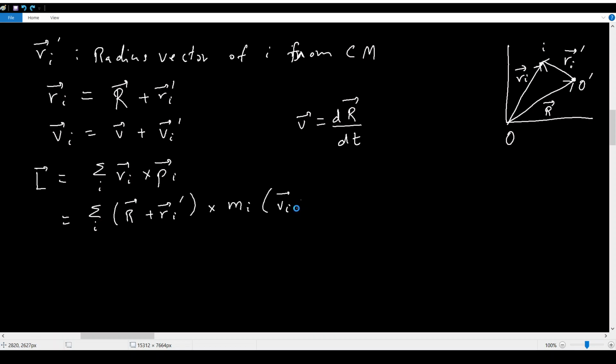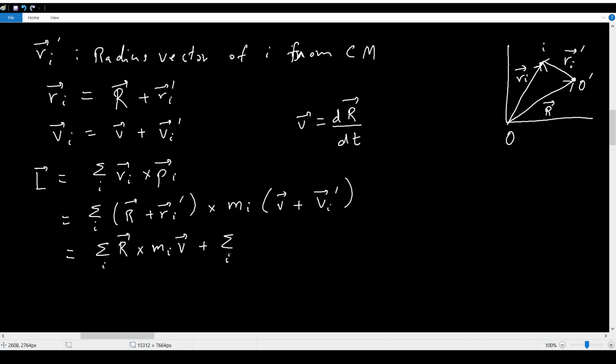Okay, so there's no i here because this is for the center of mass. Okay, now we can do this multiplication and we'll get four terms, right? So let me just write each one individually. So, sum over i of R cross m_i V. So this is the first term.